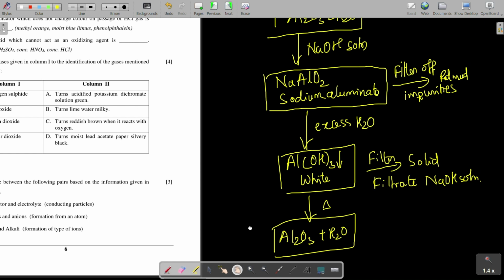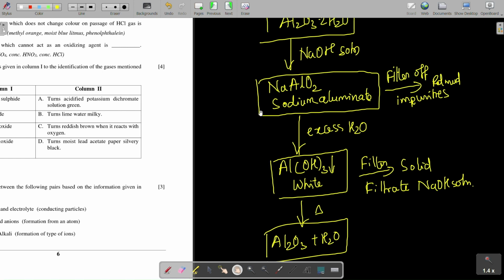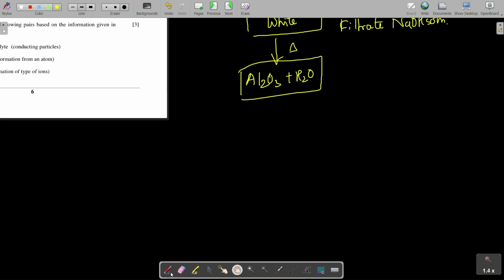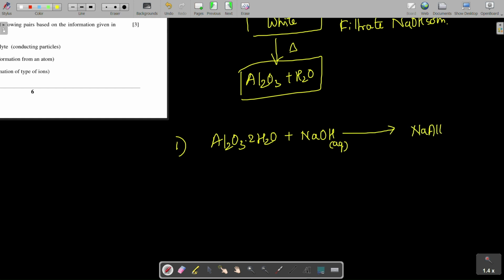So now this is a summary. Now you know which are the reagents, which are the starting materials, which are the products. So now we can write all three equations. Equation number 1: bauxite ore, Al2O3.2H2O, you add sodium hydroxide solution. Then you will get sodium aluminate, NaAlO2, which is soluble, plus water, and other impurities which are removed.